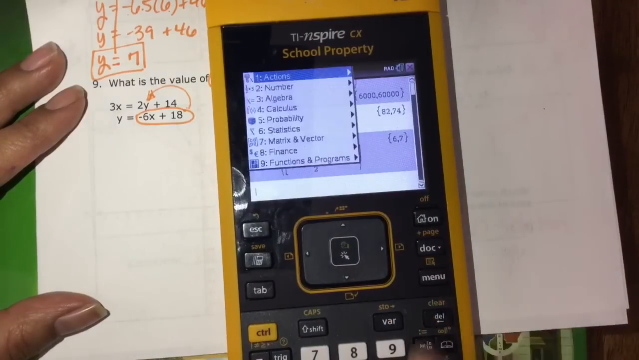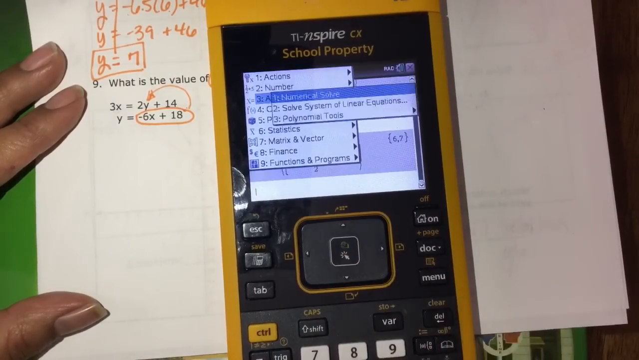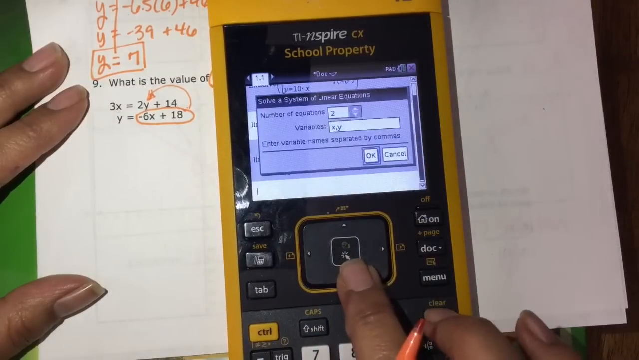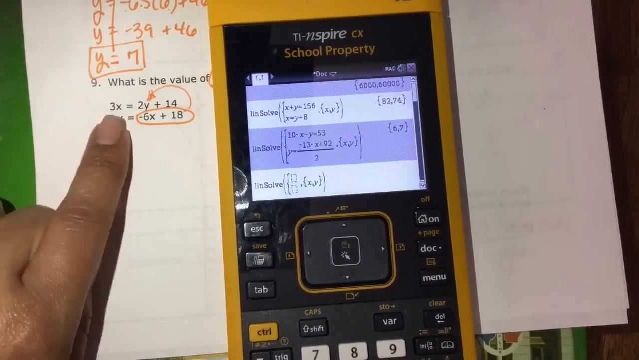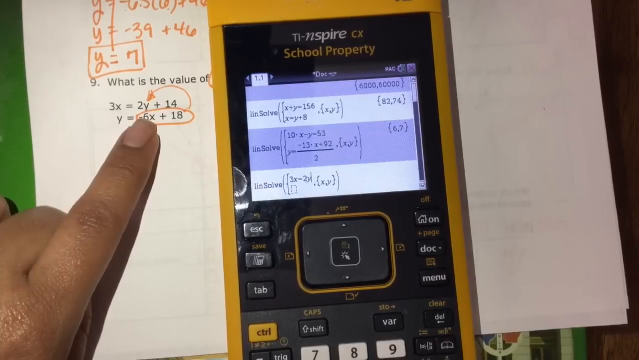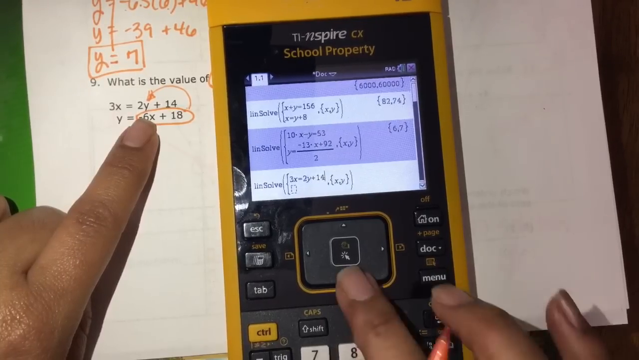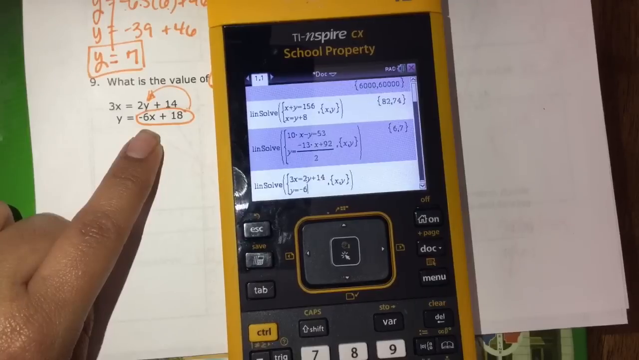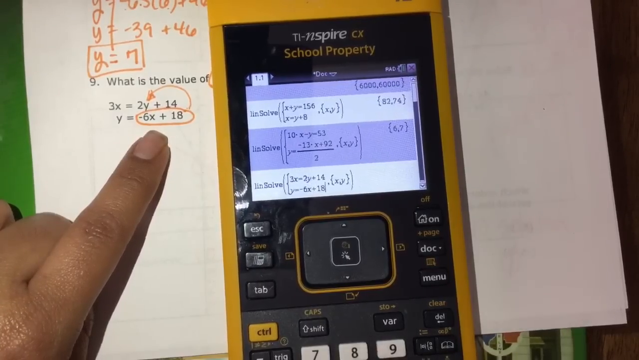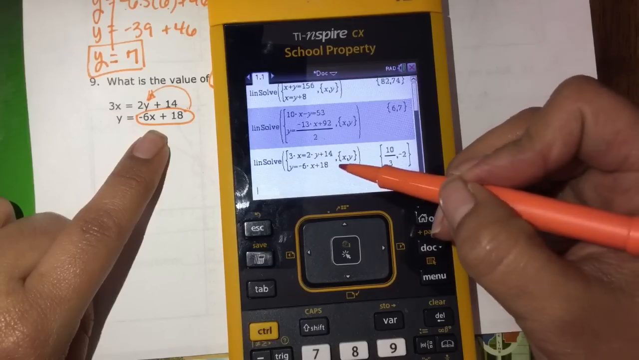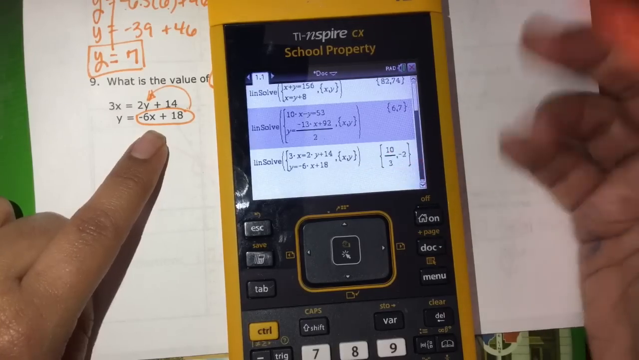Again, you can check it. Menu, algebra, 2. We have two equations. We're going to use the variables x and y. So we say OK. Type in the first equation in here. 3x equals 2y plus 14. Go down to the second one. y equals 6x plus 18. Enter. There's your solution. You only want the x value, so the x value is 10/3. So we got it right.